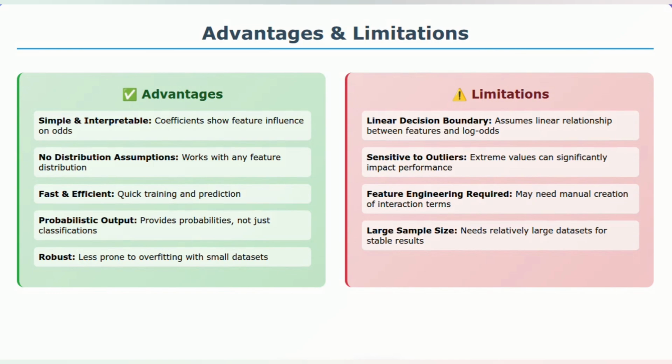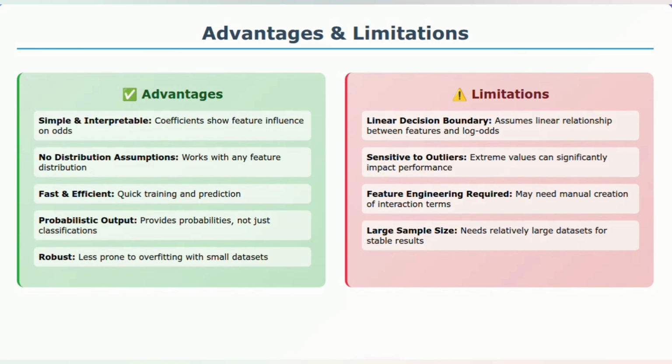Fast training and prediction. It's computationally efficient, making it suitable for large datasets. Probabilistic output. Unlike algorithms that just give classifications, logistic regression provides probabilities, which are often more valuable for decision-making. No overfitting with small datasets. It's relatively robust against overfitting, especially with regularization techniques.